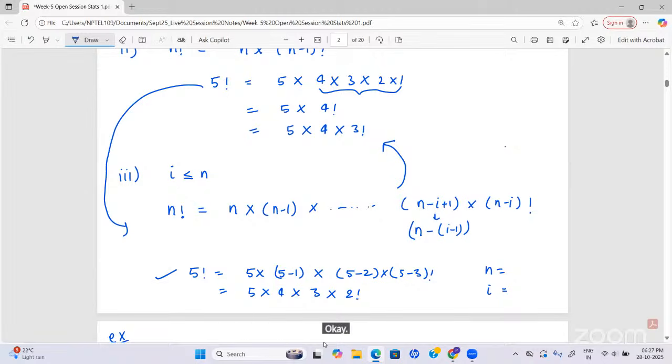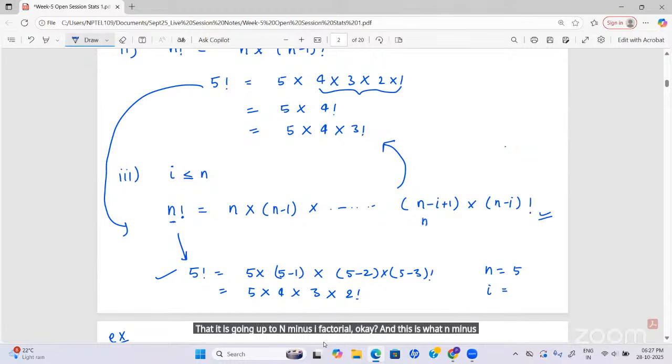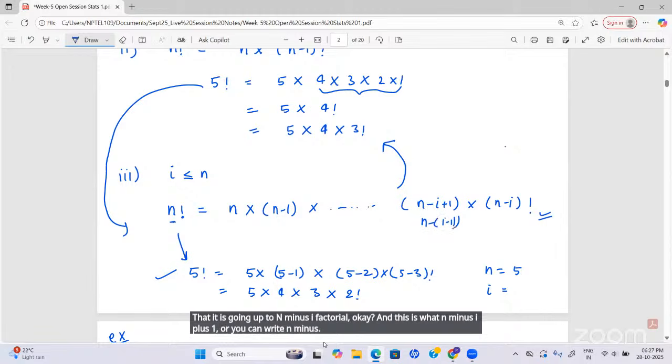Let's say n is 5 and i is 3. Here you can see that n is 5, so in the place of n factorial, I have written 5 factorial. Then in the general formula, I wrote that it goes up to (n minus i) factorial. And what is this? n minus i plus 1, or you can write n minus i minus 1.